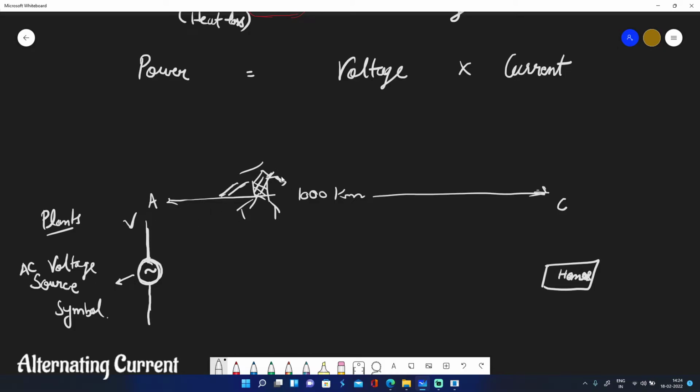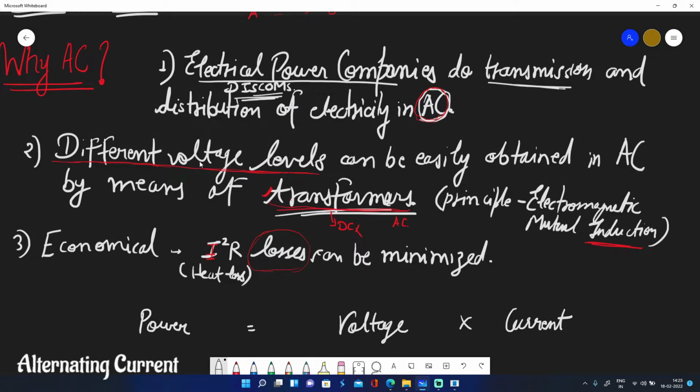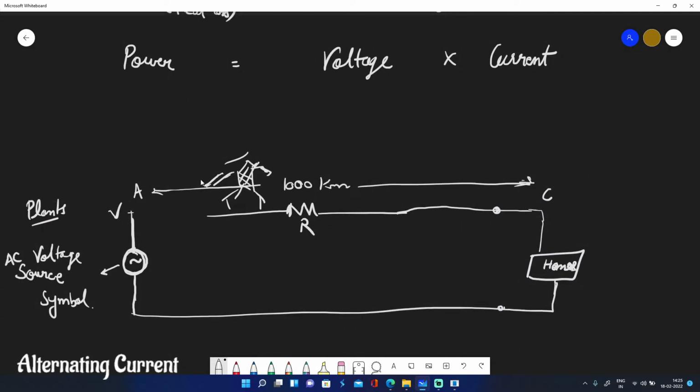So these wires must have some resistance. I am calling the total resistance of the 1,000 kilometer line R. This is all general understanding, so that it can develop interest in the topic. Suppose you have connected this to your home. Now I am going to tell you how these different voltage levels can minimize your I square R losses. How? Suppose 6 watt of power is required here.